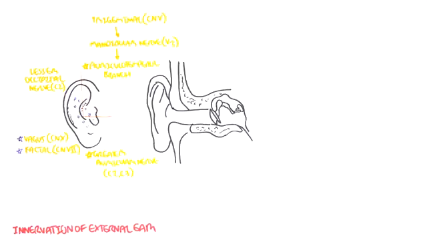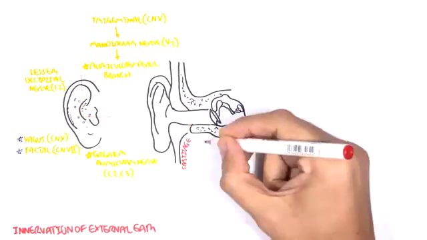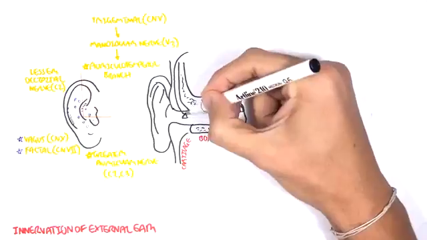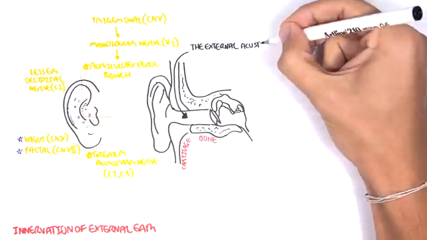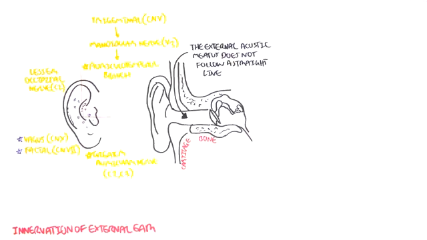Recapping, on the external acoustic meatus, the lateral 2/3, so the outer 2/3 of the external acoustic meatus, is mainly made up of cartilage or surrounded by cartilage, whereas the medial 1/3 is bone. The external acoustic meatus does not follow a straight line as well, so you must pull the ear a certain way in order to examine the external ear properly.